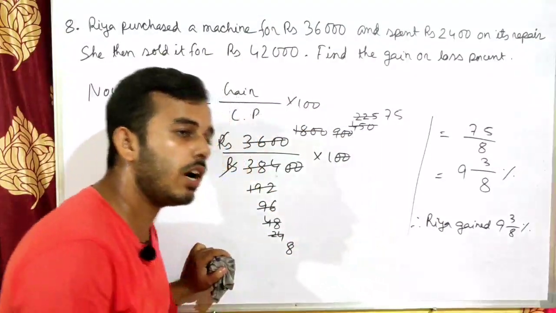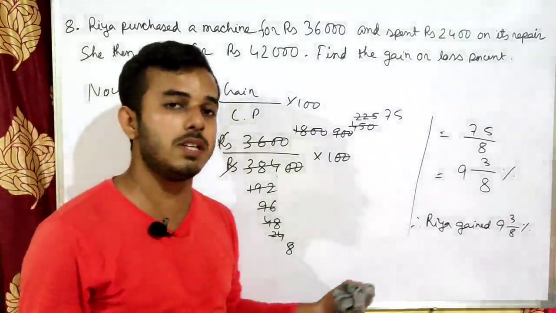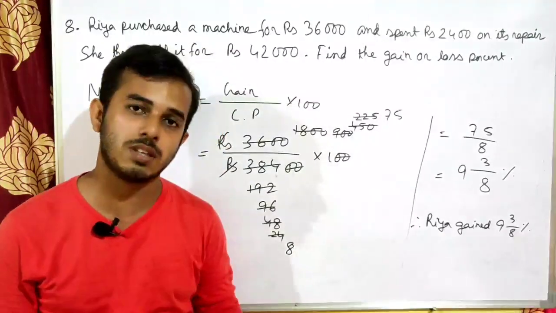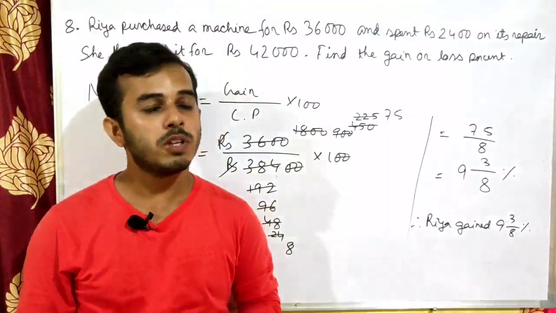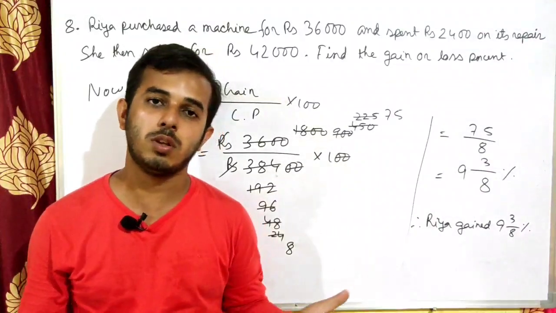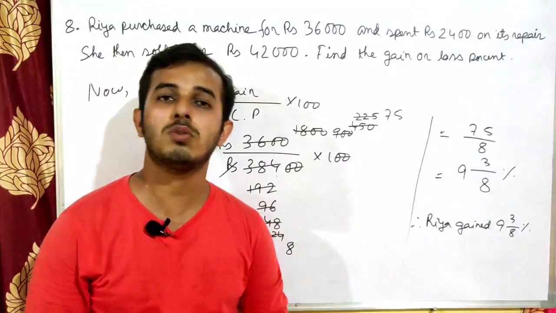So this is how we can solve such types of problems. Very easy, you just have to know the process and a few relations of cost price, gain and so on. There are a few relations, and you just have to know them and the process, and you can easily solve such questions.